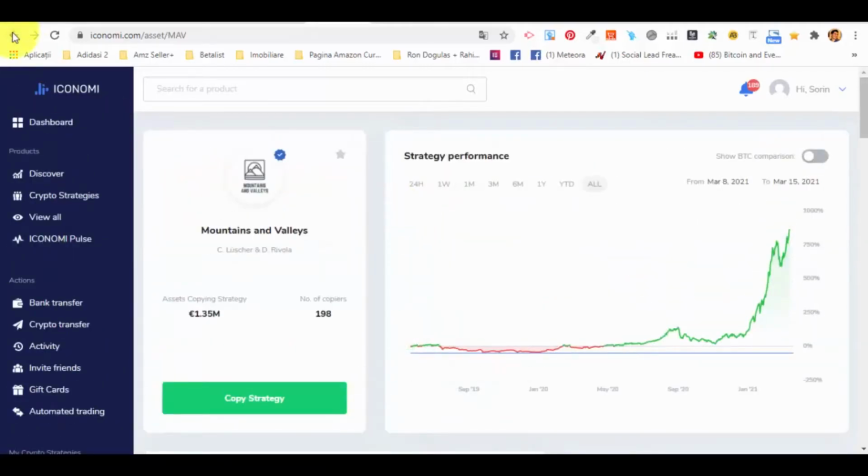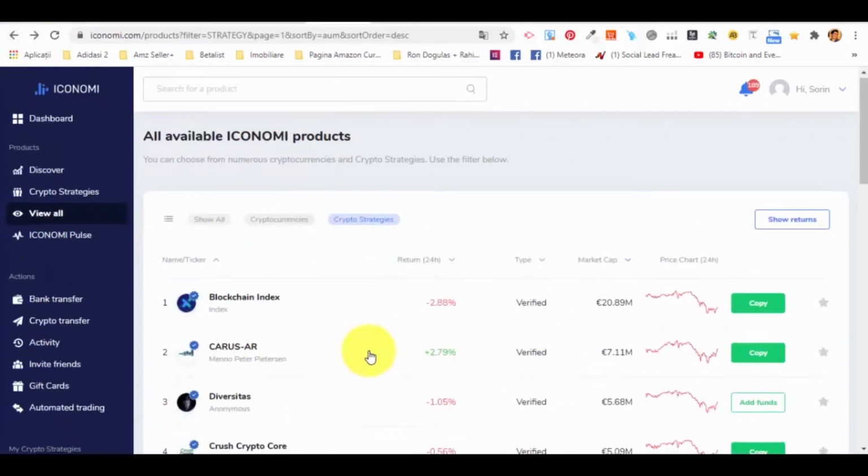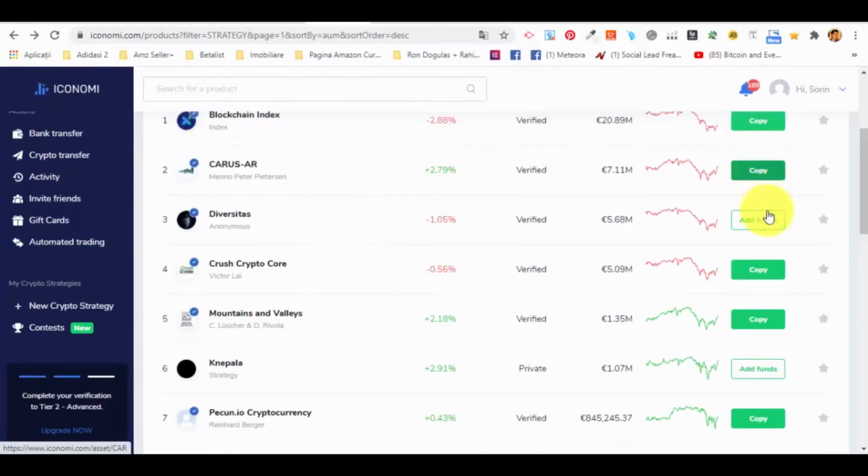So this is how this works. This is one of the platforms. You just click on copy, you add your funds. As you can see in this example, we are copying this strategy, and that's about it.